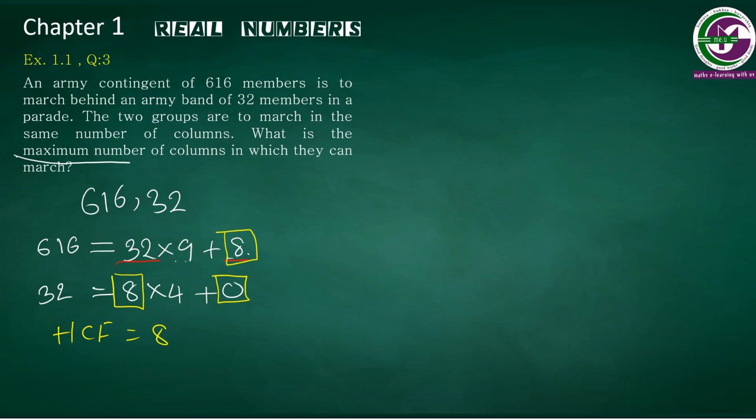HCF equals 8. So they can be made into 8 columns. 616 and 32 have the highest common factor 8, so they can make 8 columns of army contingent and army band, and they can march one behind another. So the answer is 8 columns. Okay, so we'll move on to the next question.